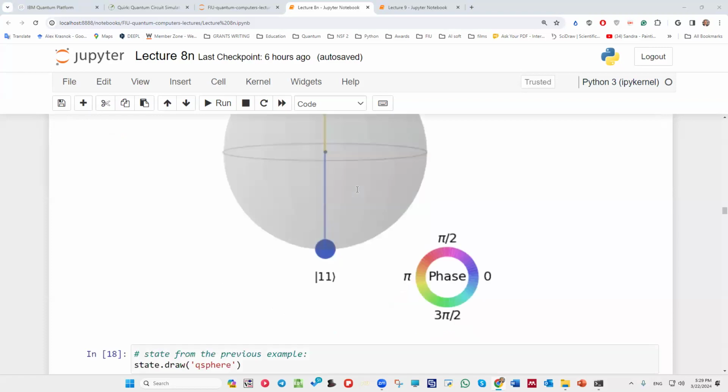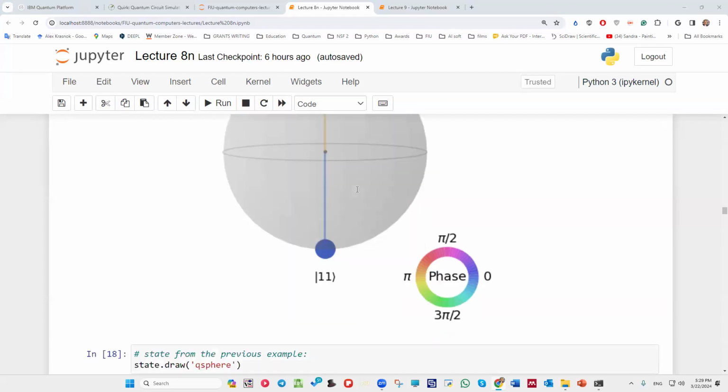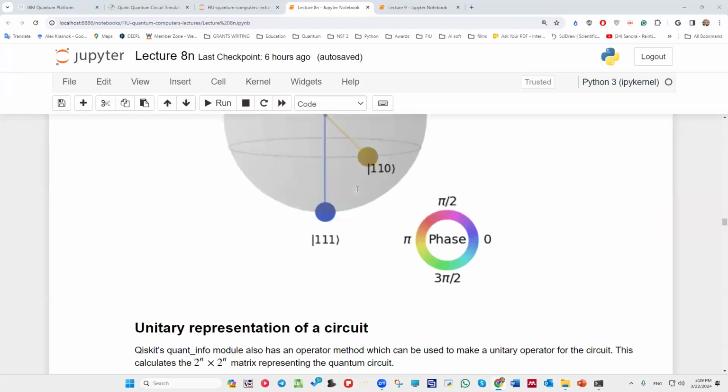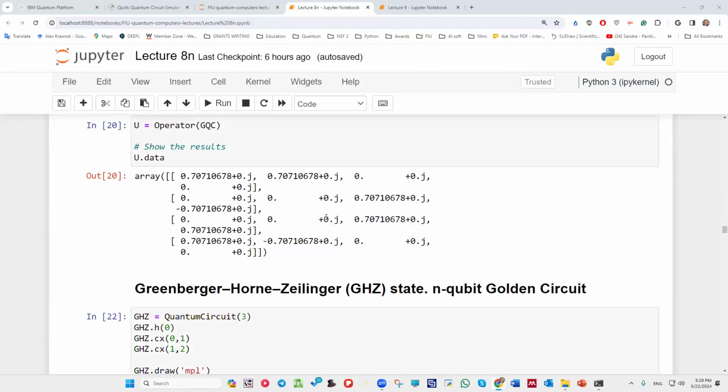We discussed the representation of the state of a quantum system by this Q-sphere representation. We discussed the difference of the Q-sphere compared to the Bloch sphere. So again, the Bloch sphere describes the state of one single qubit. The Q-sphere is the generalization of the Bloch sphere to a larger number of qubits.